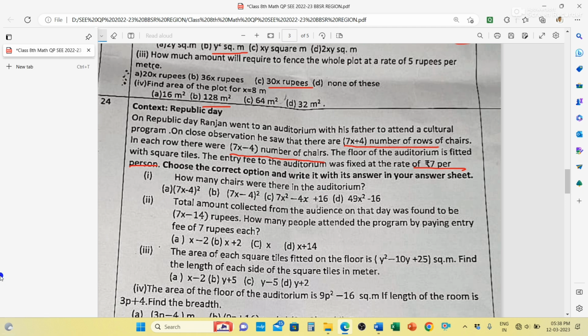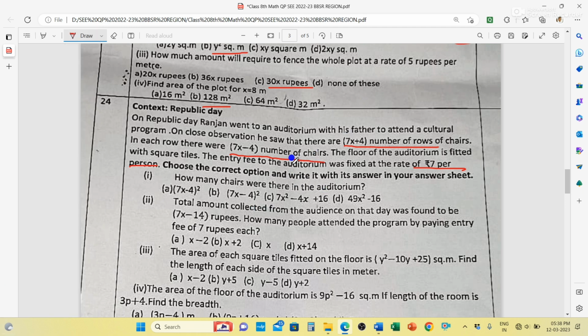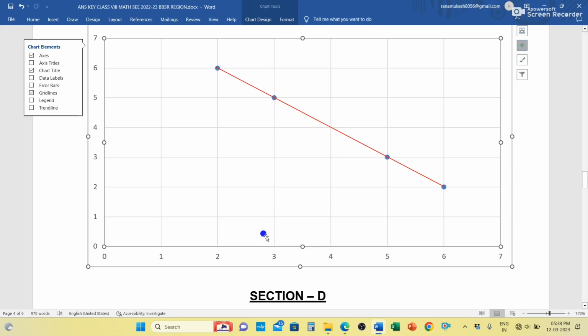So to find the total number of chairs in the auditorium, you have to multiply the number of chairs in each row by the number of rows. That means 7x minus 4 multiplied by 7x plus 4. So (a plus b) into (a minus b) equals a square minus b square. That means (7x) whole square minus 4 square, that means 49x square minus 16.